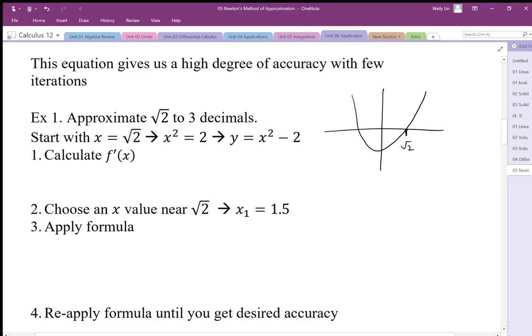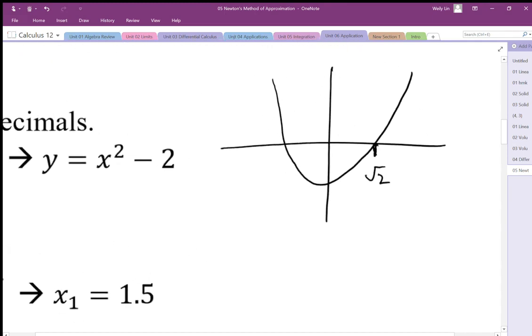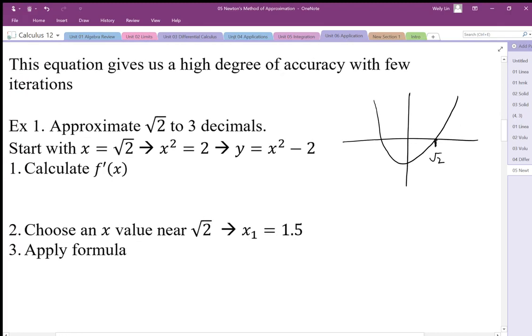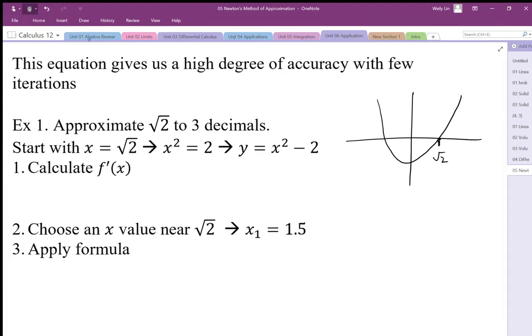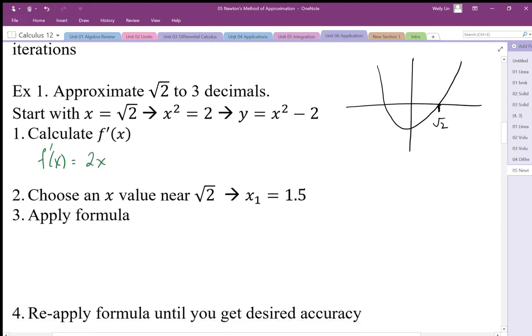So what we're going to do is, we know that it's pretty close to 1.5, so we're going to use our x1 as 1.5. But before we do that, we need to calculate our f prime. So that's what we'll do here. We'll calculate f prime of x. f prime basically is 2x. We're going to choose this x1 as 1.5. I'm just going to exaggerate it, it's 1.5 about here. So we're going to find that coordinate, and we're going to use that line to approximate that next point. That point represents our x2.